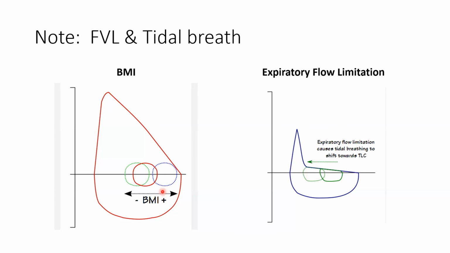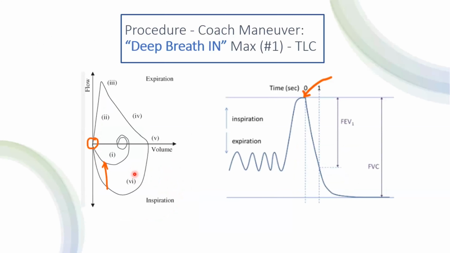Take note that patients with very high BMIs may move their tidal volumes down here where there's very little ERV, and patients with lower BMIs may be more centric to your flow volume loop.